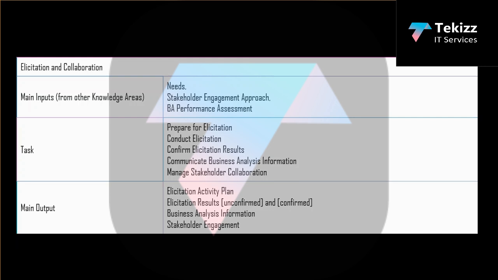Now, what can we expect from the tasks? We can expect outputs such as the elicitation activity plan, the elicitation result, both unconfirmed and confirmed, business analysis information, and stakeholder engagement. So this is the structure of the knowledge area of elicitation and collaboration.